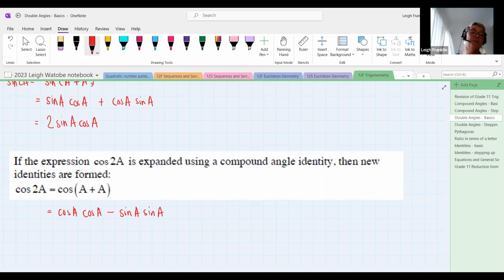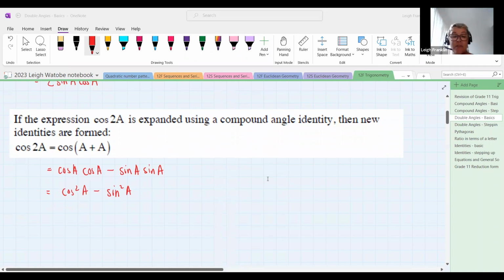So when I multiply cos A with cos A, that's how I get cos squared A. And similarly, sine A times sine A gives me sine squared A. Now from there, we are able to use our square identity, and nobody's going to ask you to derive these. I'm just explaining to you where it comes from, okay?